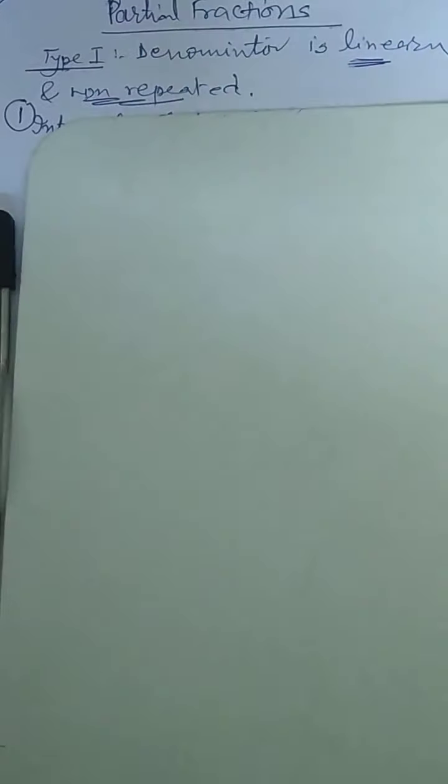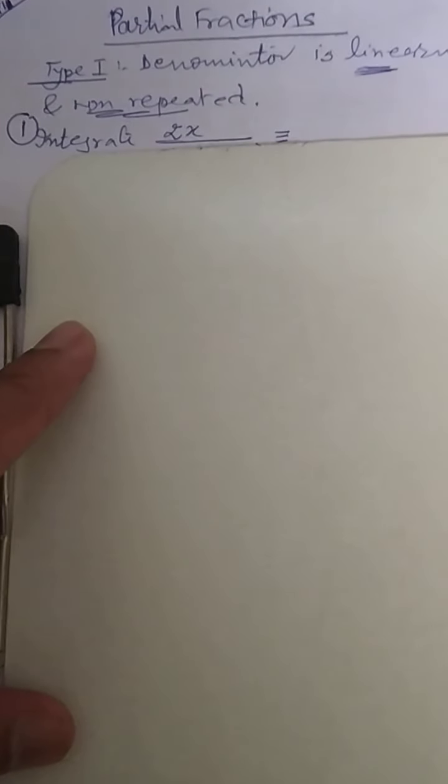The first one: you are going to monitor the denominator. The denominator must be linear. The important thing is that it should be linear and non-repeated. So whenever you see any question whose denominator is linear but non-repeated, what is the meaning of that? That I will be explaining.